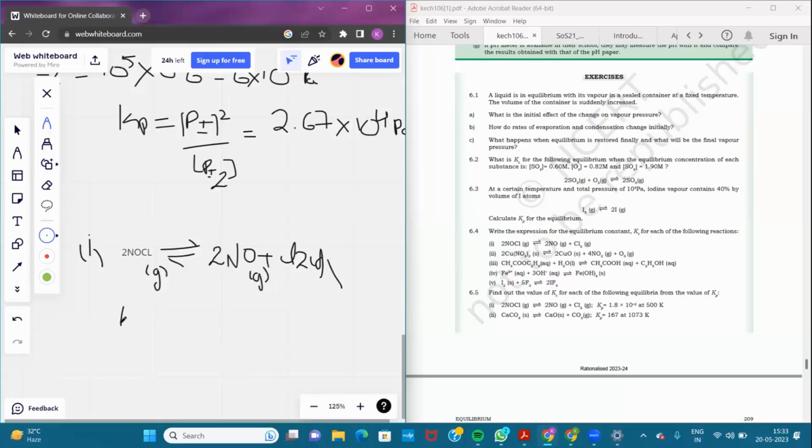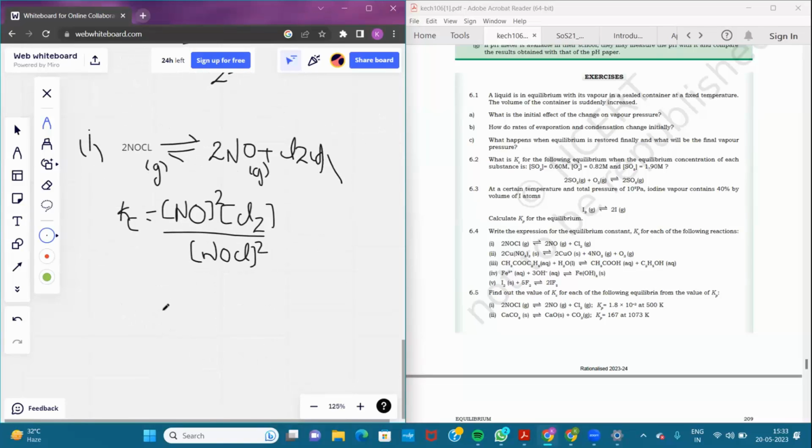Here Kc would be the molar concentration of NO raised to the power of the stoichiometric coefficient, that is 2, and Cl2, divided by the reactant NOCl. Its stoichiometric coefficient is 2. So this is the equilibrium constant for the first part. And we'll go on with the second part.